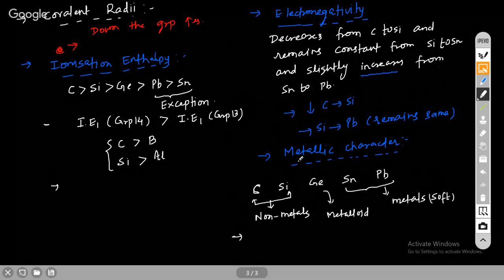Next one, write down tendency to form multiple bond. Tendency to form multiple bond. This is again important.